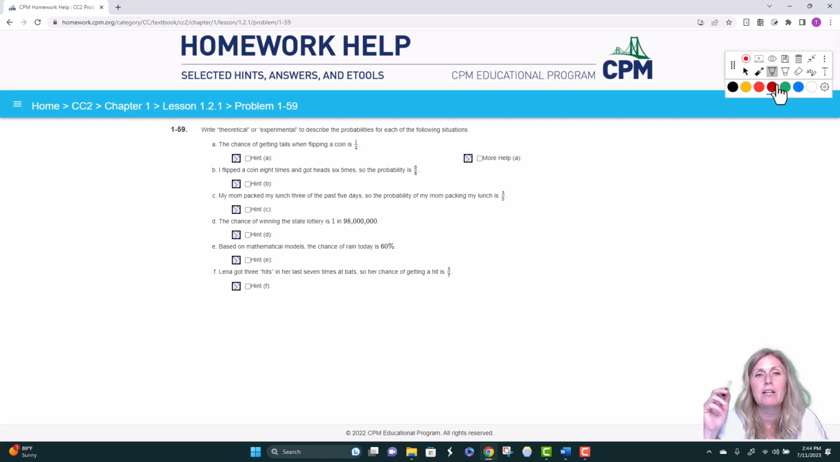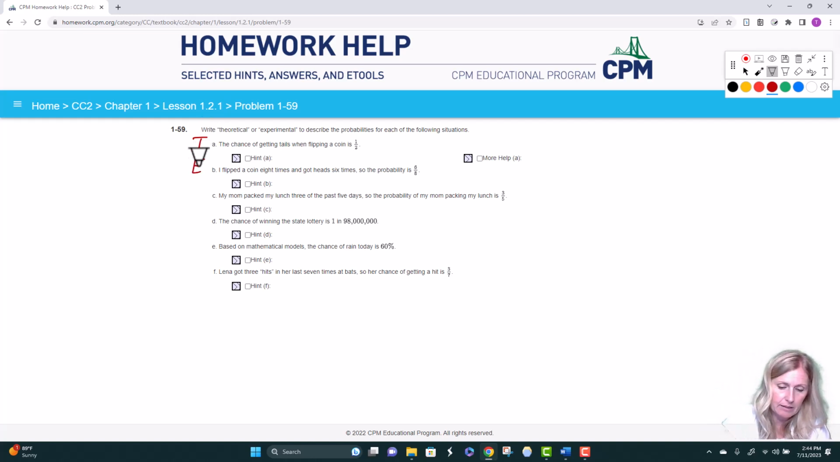B, I flipped a coin 8 times and got heads 6 times, so the probability is 6/8. Okay, that is a perfect example of experimental. She performed the experiment. She flipped the coin that many times. She wrote down everything that happened, and so she was able to give 6/8, which is exactly how many times she got heads.